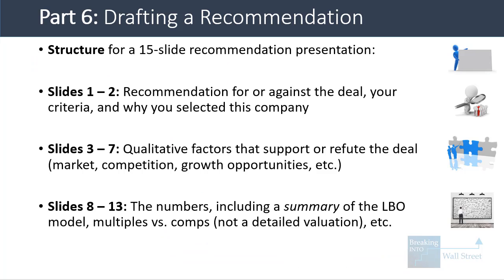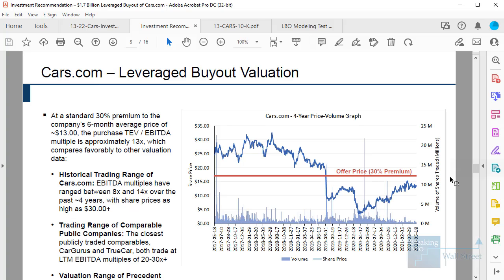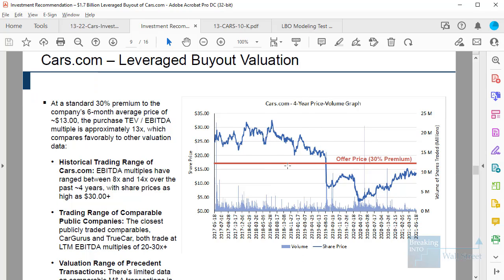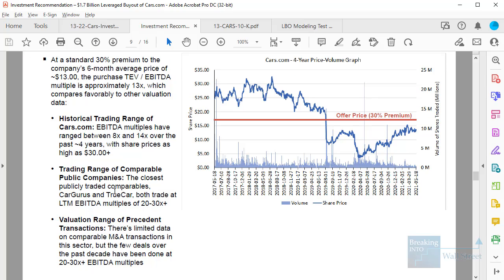I would say slides 8 through 13 can be all about the numbers. We want to summarize the LBO model, then go through the multiples versus the comparables without going through a full detailed valuation. So we list the company's 4-year price volume graph right here to make the point that yes, we're paying a 30% premium, but relative to what the company was valued at in, say, the 2 oldest historical years, this still seems like a pretty good deal. We give some information about the multiples over there.